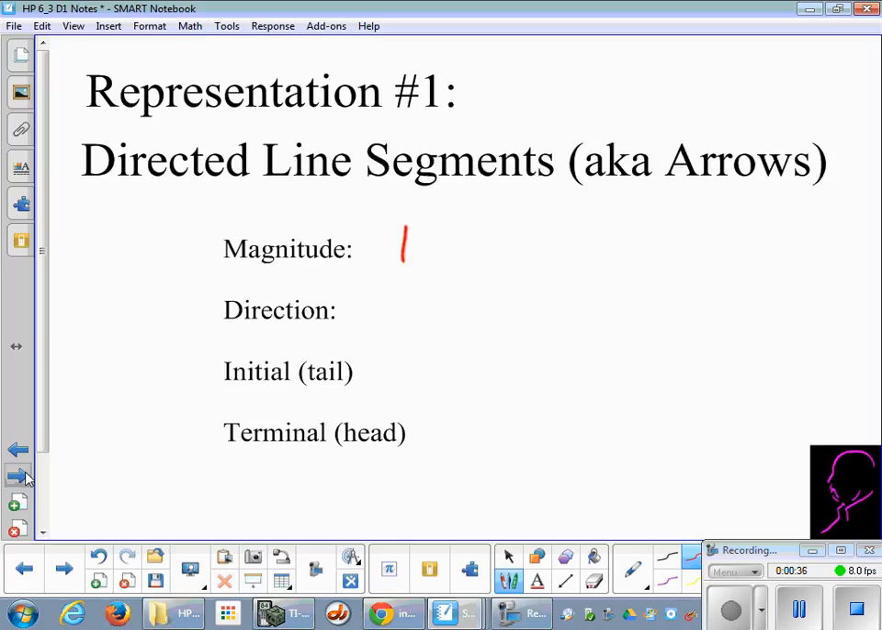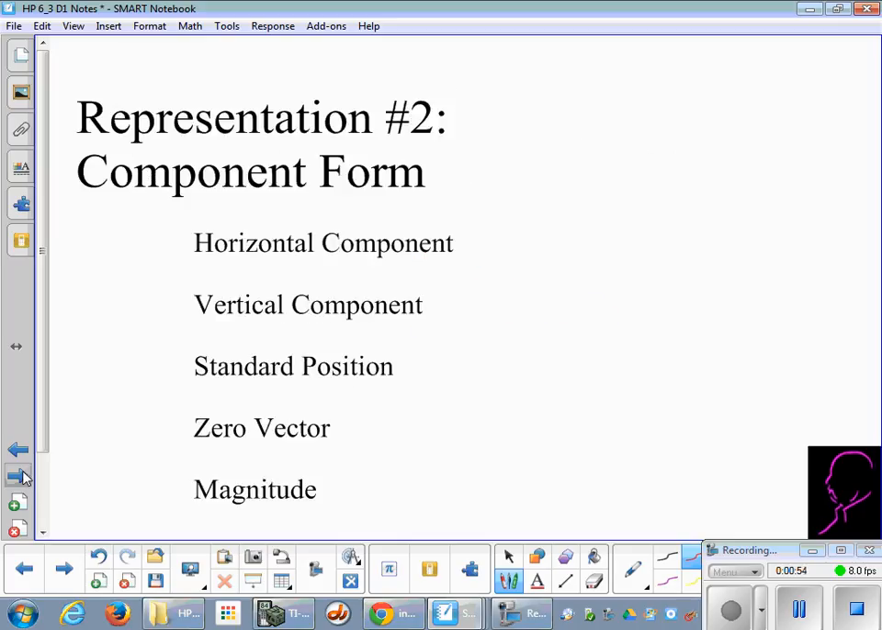The magnitude is simply how long the arrow is. The direction depends on where it's pointing, which direction we are pointing. The initial point is the tail, and the terminal point is the head. That's a quick review from the last video.